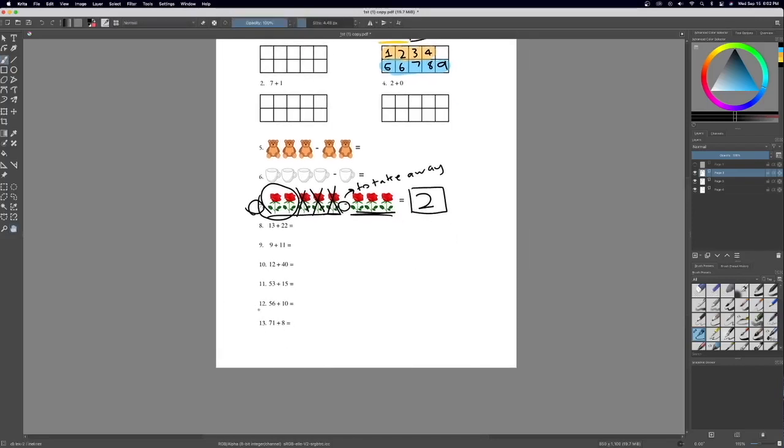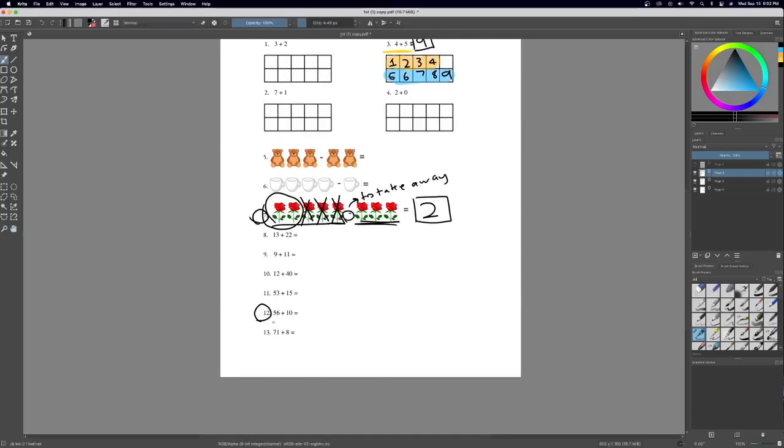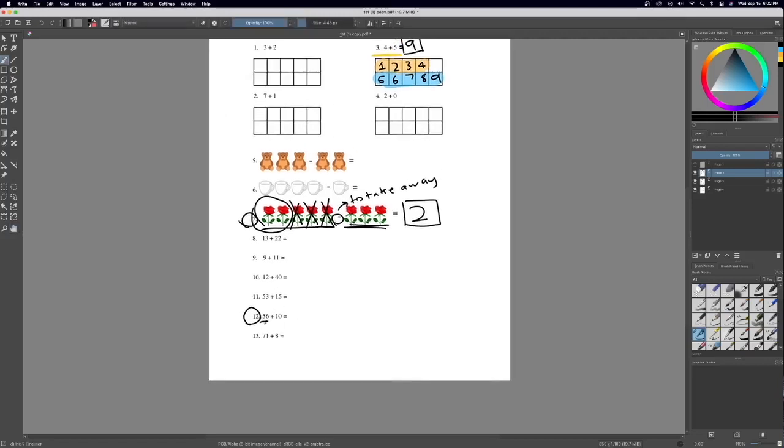Now finally, let's try number 12. So here we have 56 plus 10. Now this might seem a little complicated at first because we're adding 56, which is a pretty large number. We can just split it up into easier pieces, which we can then add to get our answer. So instead of directly adding 56 and 10, we can split 56 into 50 plus 6, because 50 plus 6 is 56.